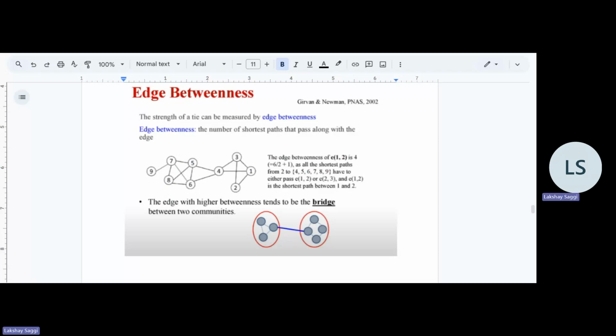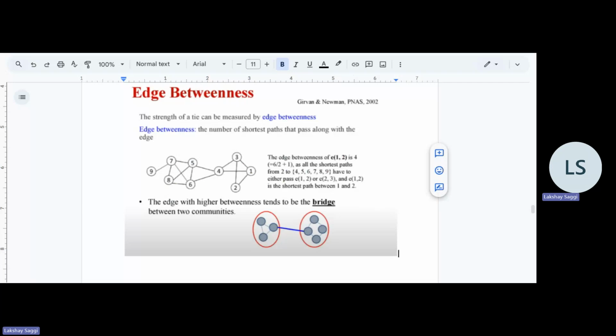And the edges with higher betweenness tend to be the bridges between two communities. So one good way to get started is to look at the edges which have higher betweenness values. We'll try to have the endpoints of those edges in different communities. These kinds of edges can be thought of as bridges between two communities. If they are bridges, then their endpoints lie in different communities.